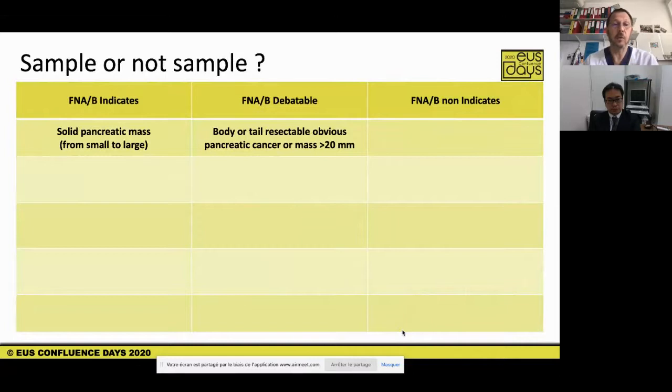So I would like to summarize. From my point of view, in the future almost all suspected solid pancreatic masses will be an indication for sampling. But there is still a debate, I admit, for lesions which are obviously cancer, and masses of more than 20 millimeters. However, in my center, surgeons won't do any surgery before having proof that it's a cancer.